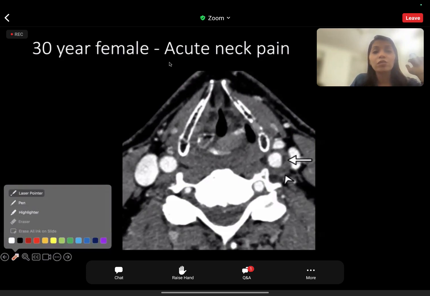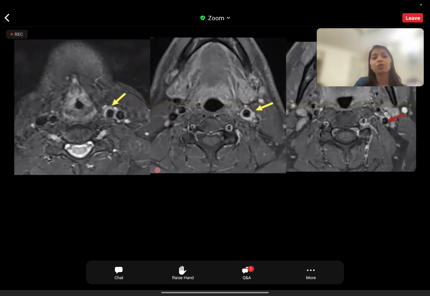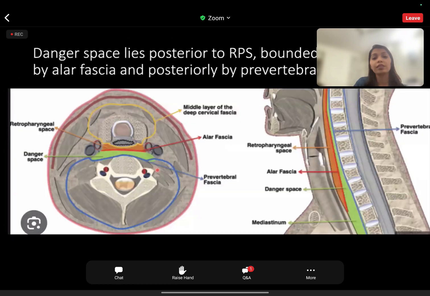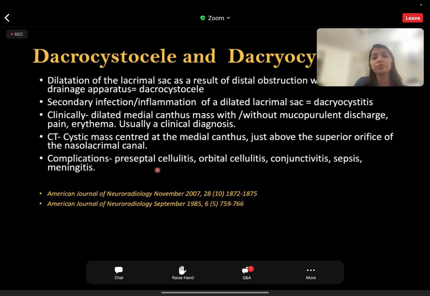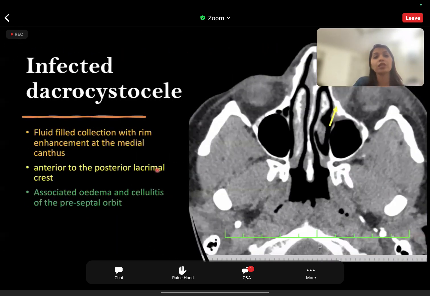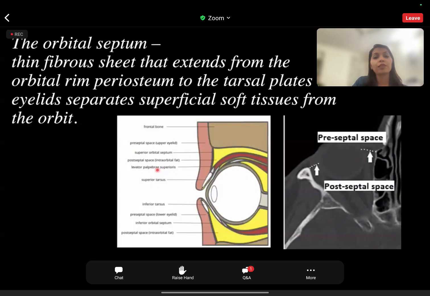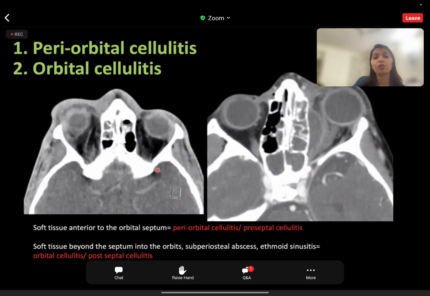Okay, so let's go on to the cellulitis case. See, usually the imaging will be done by the clinician if they are not sure whether it's an orbital cellulitis. So the only thing they want from us is to differentiate the periorbital cellulitis from the orbital cellulitis.